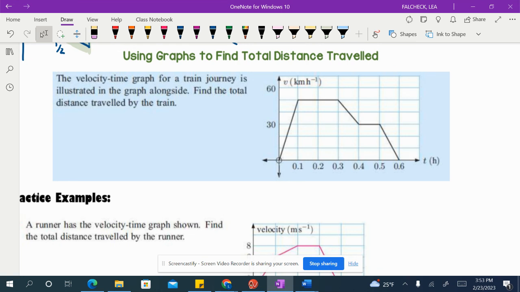It says the velocity time graph for a train journey is illustrated in the graph alongside. So note that this is going to be time, and then over here is going to be kilometers per hour, which is going to be the velocity. Okay. We want to find the total distance traveled by the train. So what we're going to need to find here is the area under this curve.